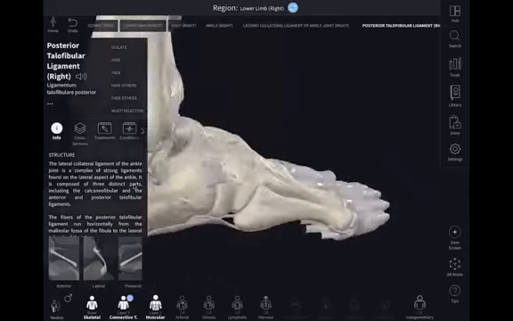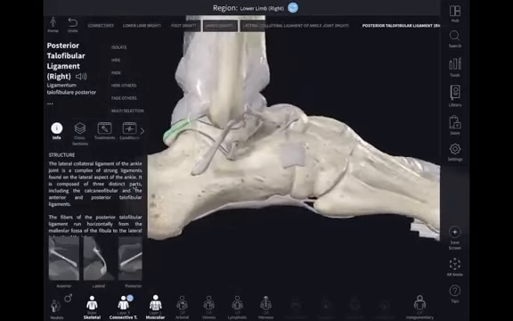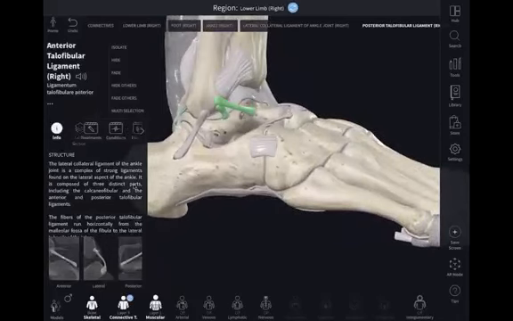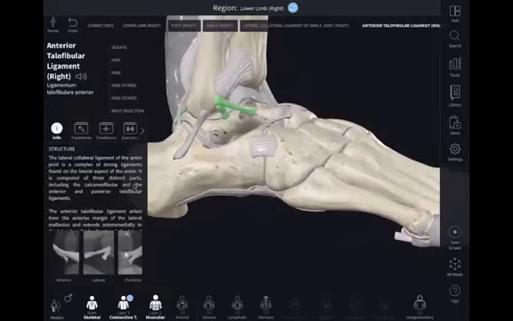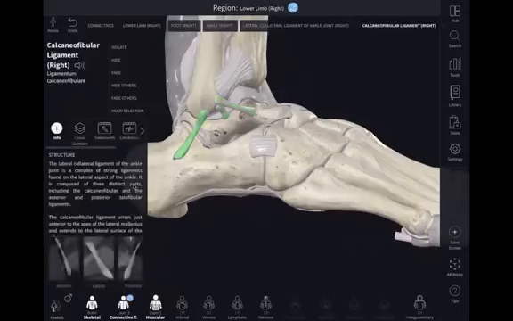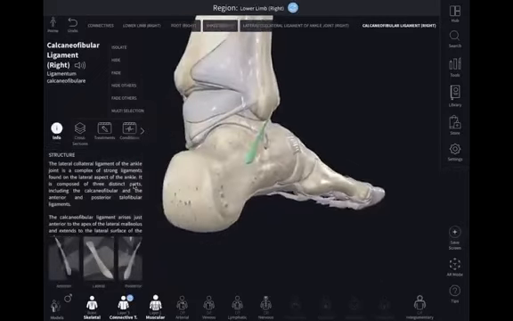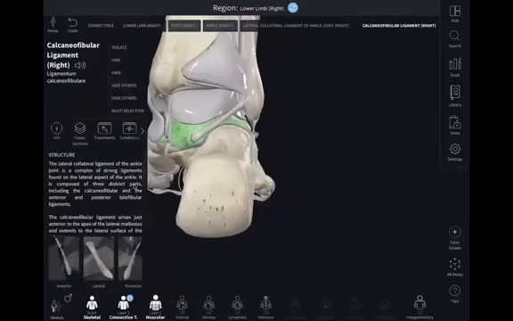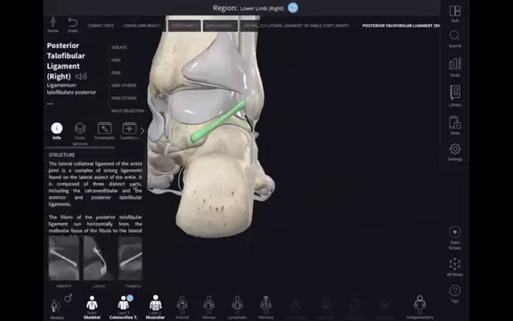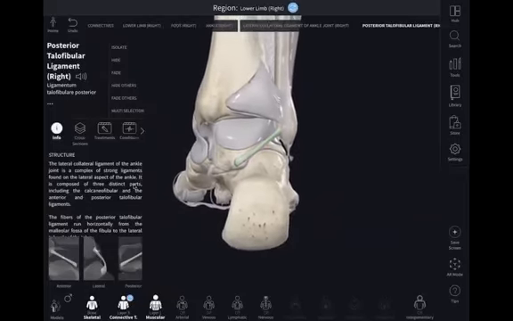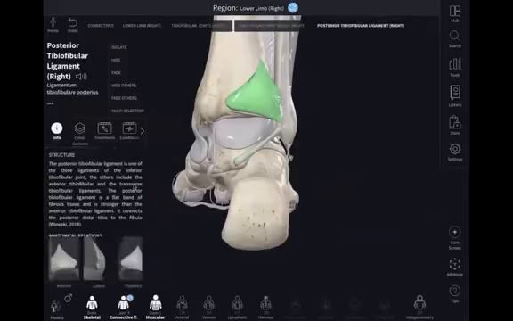Okay. On the lateral aspect, what we had mainly are the anterior talofibular ligament and the calcaneofibular ligament, and on the posterior aspect, we have the posterior talofibular ligament. Is it clear till now? Yes, clear.